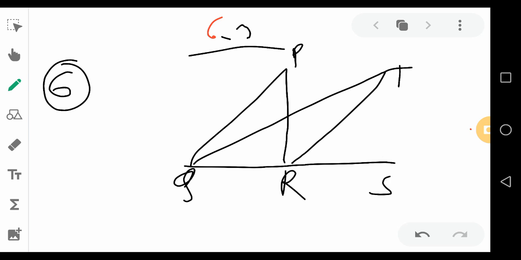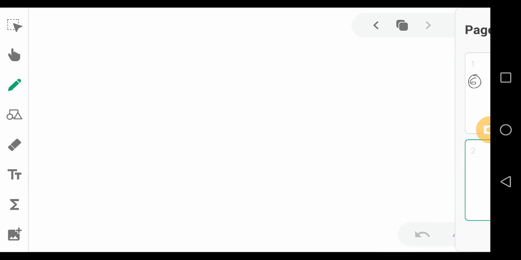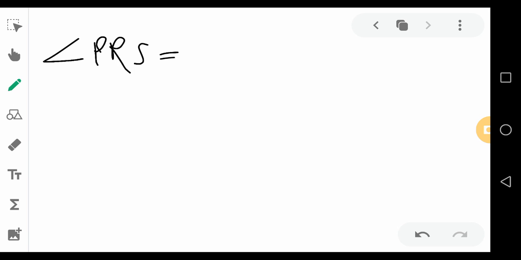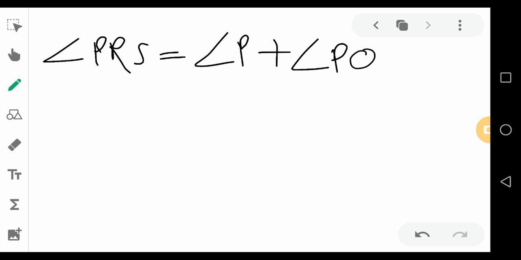We have already discussed this one in the live classes, but maybe due to some mistakes, I have not found the answer. So that's why. Here in triangle PQR, the side QR is produced to S. So by the exterior angle property, we can write angle PRS is equal to angle P, that means angle QPR, plus angle PQR, because the exterior angle of a triangle is equal to the sum of the interior opposite angles.